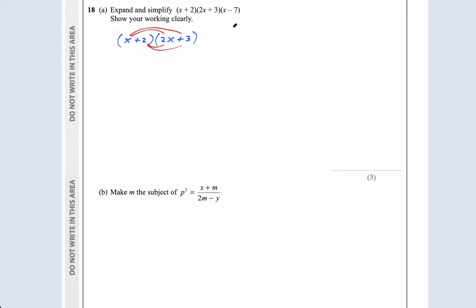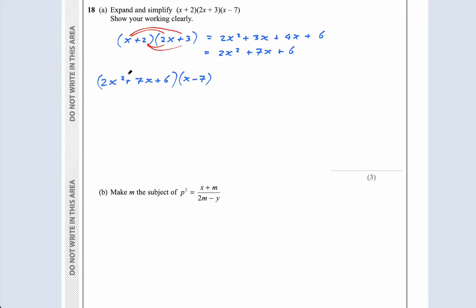this times this, and this times this. So this gives us, and we'd be super careful, guys, x times 2x is 2x squared, x times 3 is plus 3x, 2 times 2x is plus 4x, 2 times 3 is plus 6. Gives us 2x squared plus 7x plus 6. Okay, then I get this, 2x squared plus 7x plus 6, and I multiply it by the third one, which is x minus 7.